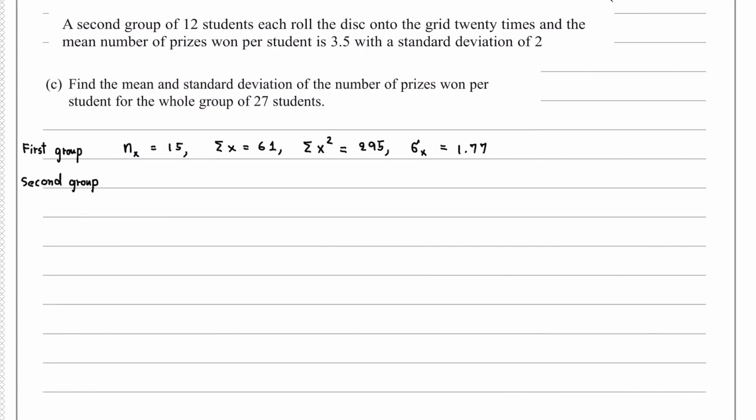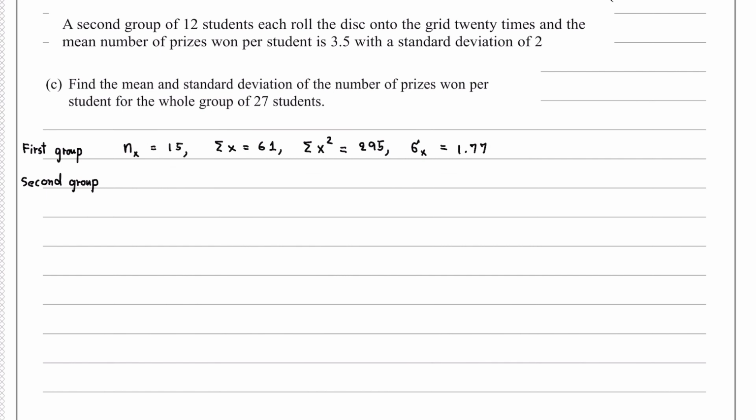A second group of 12 students each roll the disc onto the grid 20 times, and the mean number of prizes won per student is 3.5 with a standard deviation of 2. Find the mean and the standard deviation of the number of prizes won per student for the whole group of 27 students. Here is the information from the first group.